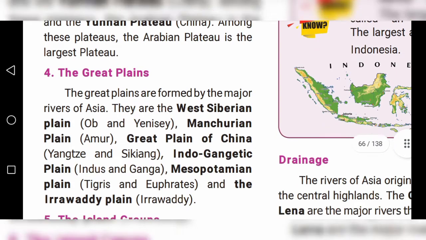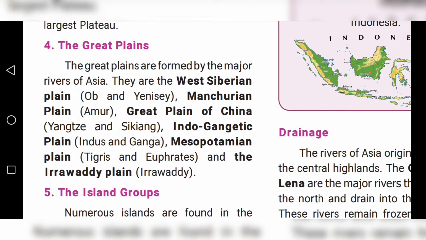Okay, next one, the Great Plains. The Great Plains are formed by the major rivers of Asia. They are the West Siberian Plain, Ob and Yenisei; Manchurian Plain, Amur; Great Plain of China, Yangtze and Xi; Indo-Gangetic Plain, Indus and Ganga; Mesopotamian Plain, Tigris and Euphrates; and the Irrawaddy Plain, Irrawaddy. So these are all the great plains present in the continent of Asia.